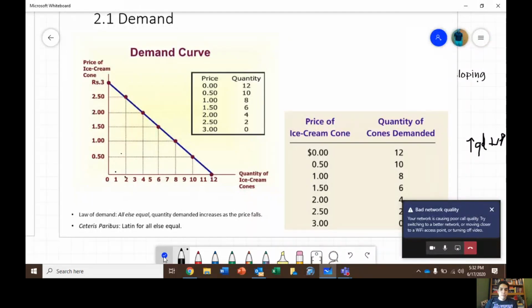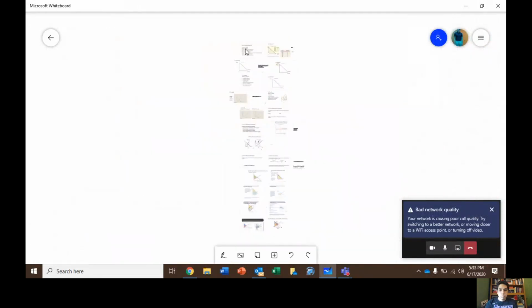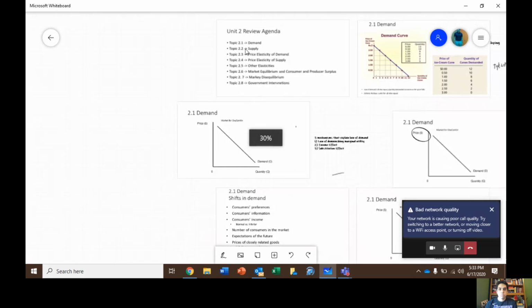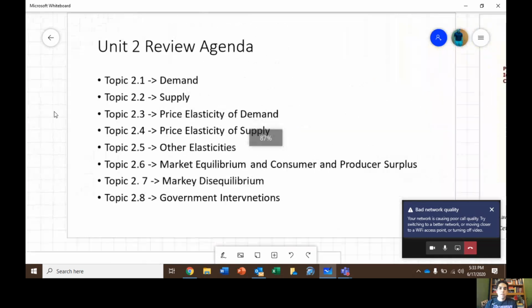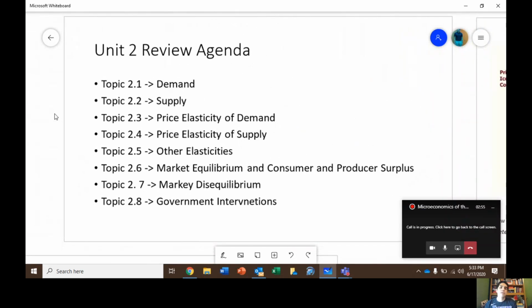Not going to be PowerPoint this time, but Microsoft Whiteboard. Okay, let me show you the agenda. So these are the major topics in Unit 2. So this is the Unit 2 review agenda.